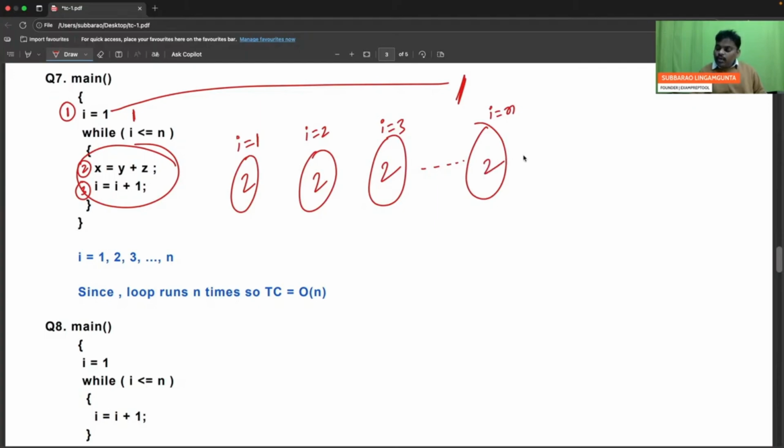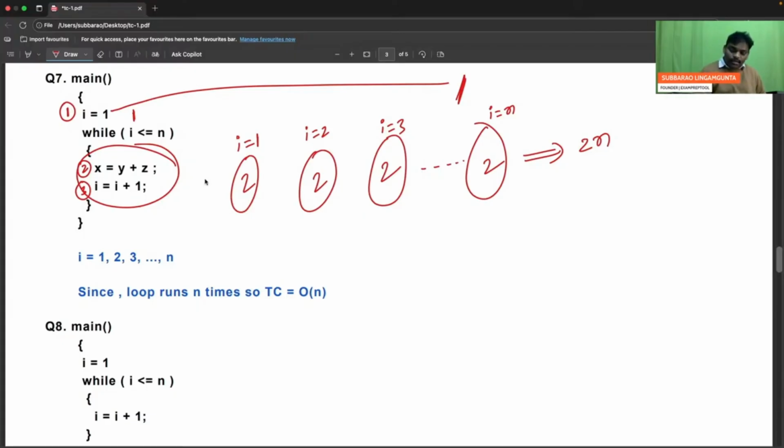I value n, 2 statements will execute. Right? If you observe clearly, every time 2, like that n times. So 2n. Each I value, 2 statements are executing, so like that, n times 2 is 2n.